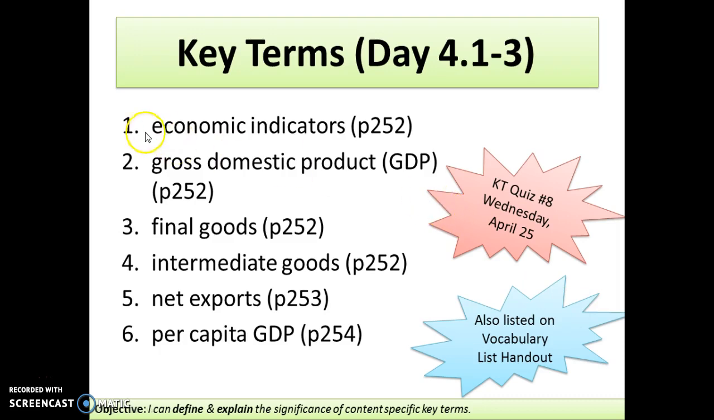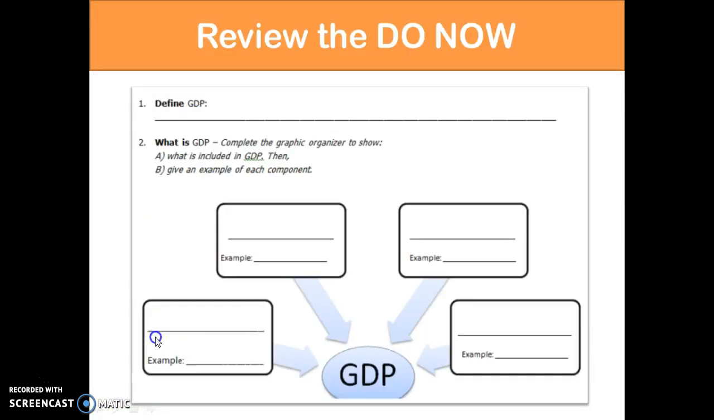These are the key terms for today. Economic indicators we looked at yesterday. You should think about inflation, GDP, and unemployment as the 3 major economic indicators. And then today we'll look at GDP, final and intermediate goods, and then net exports. We'll save this last term for Monday.